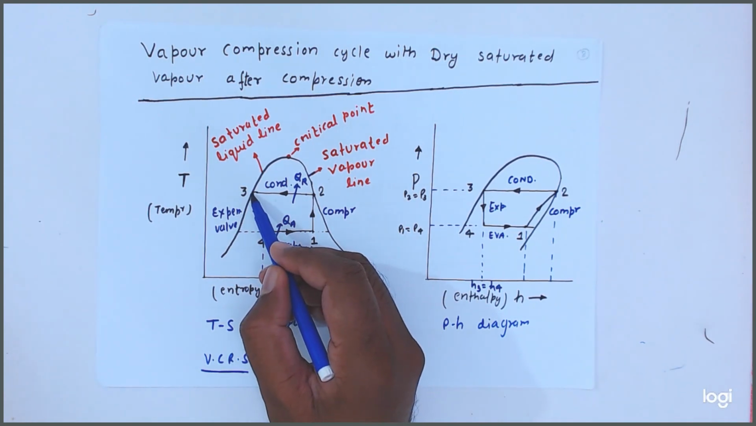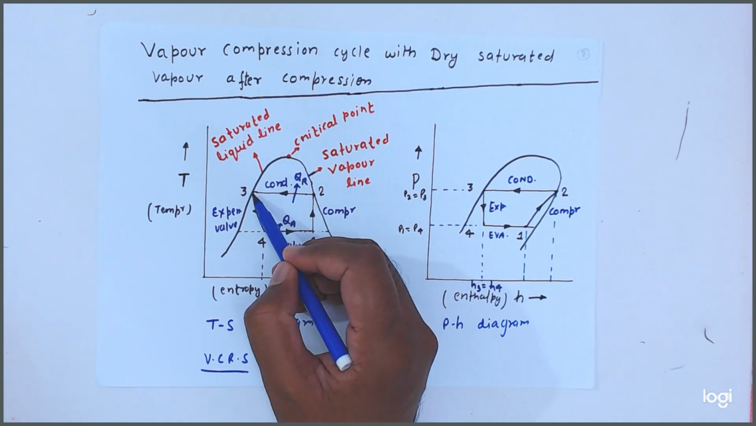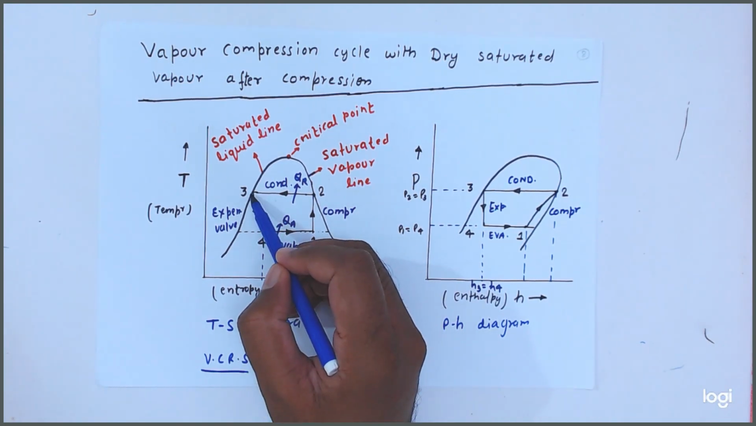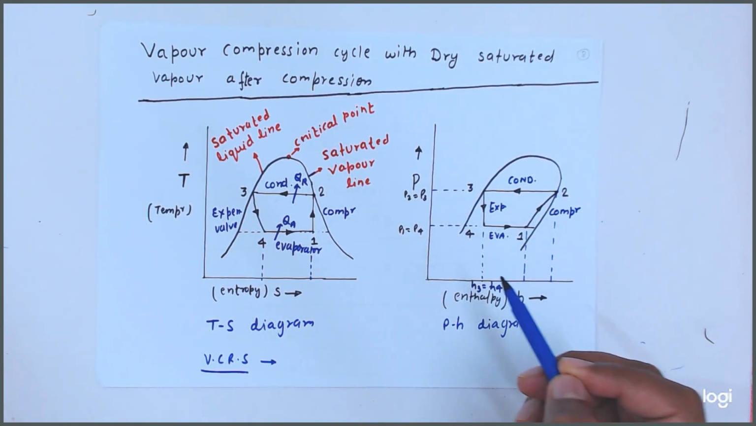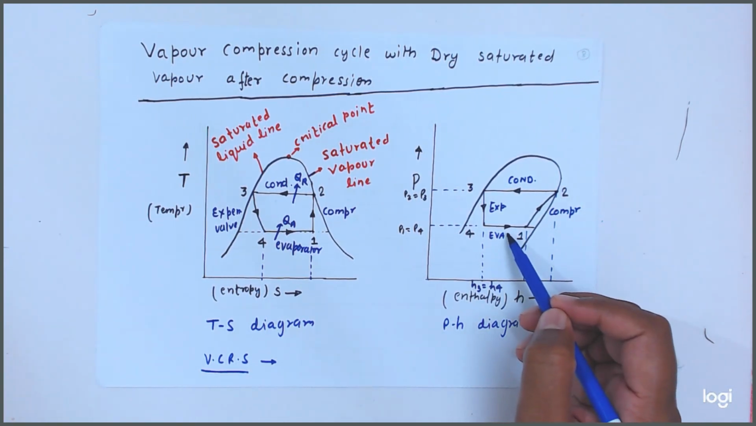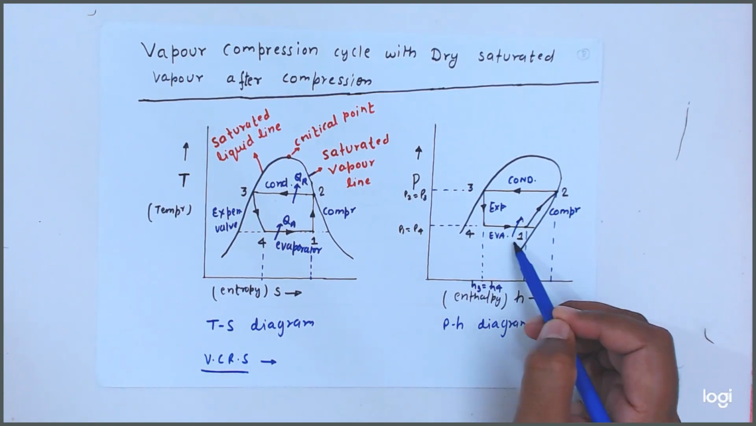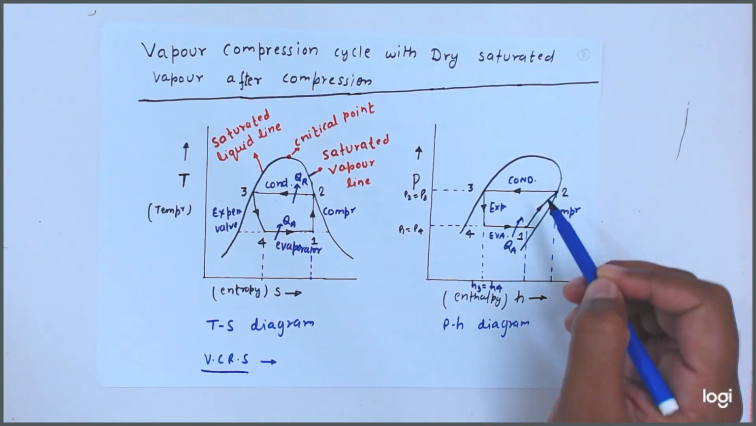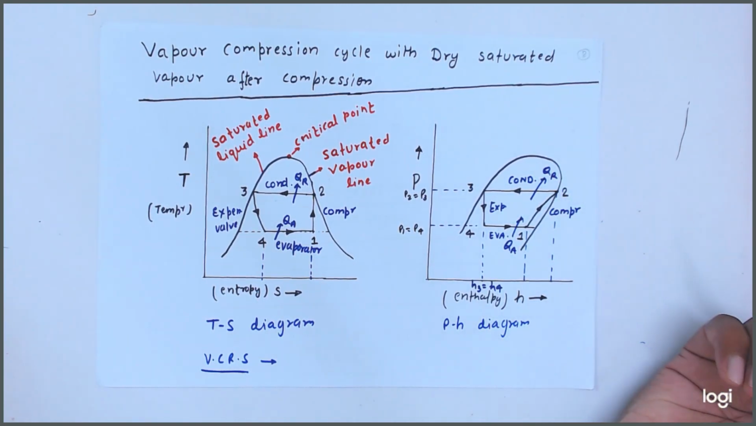Point 3 is what friends? Point 3 lies on the saturated liquid line. It means the refrigerant is fully liquid at this point. Okay, and 3 to 4 the enthalpy is same. Then again it will pass through the evaporator at constant pressure and it will absorb heat. Okay, and here it will reject heat. Getting friends?